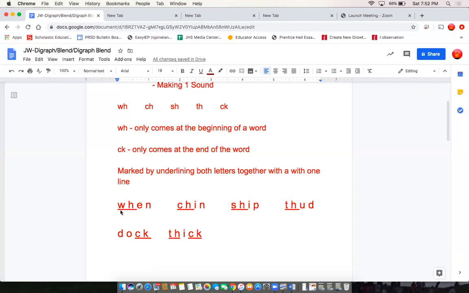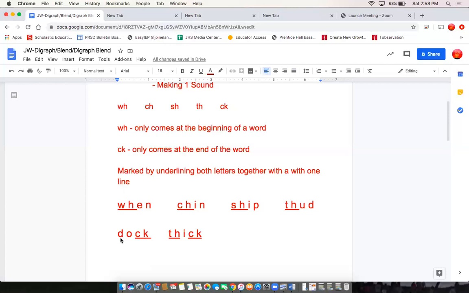So if you take a look at the word when, W-H-E-N, WH is our digraph, so it is underlined together. The next word is chin, C-H-I-N, CH is our digraph, so that's underlined together, the C and the H, one line. Ship, S-H-I-P, SH is a digraph, so SH is underlined together with one line. The next word is thud, T-H-U-D, TH is a digraph, so TH is underlined together.